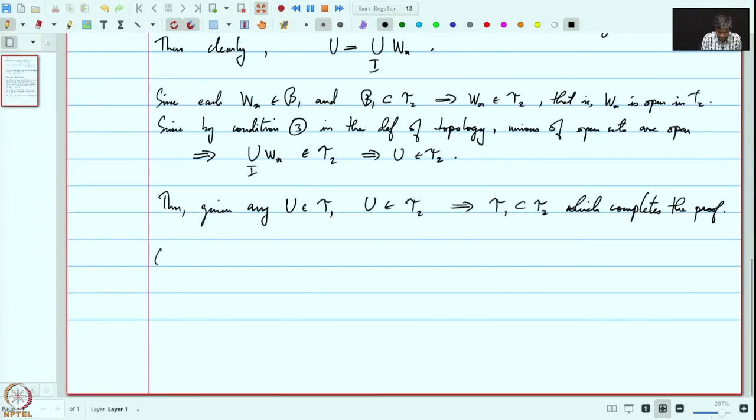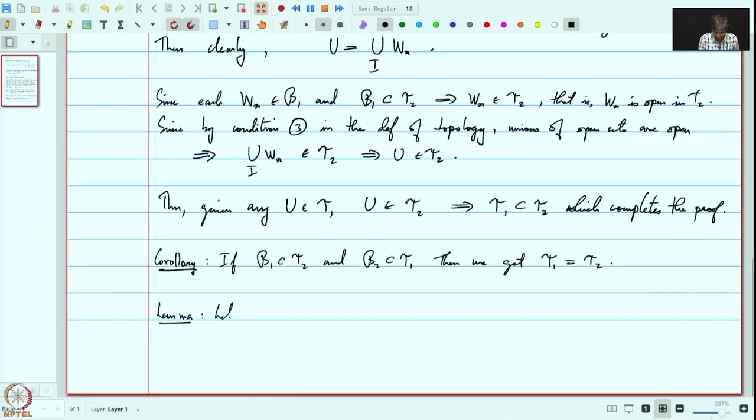So as a corollary, with the same notation as in the lemma, if B1 is contained in tau 2 and B2 is contained in tau 1, then we get tau 1 is equal to tau 2. So we will use this corollary, and we need one more lemma, the proof of which is easy and left as an exercise. Let X be a set with a topology tau.